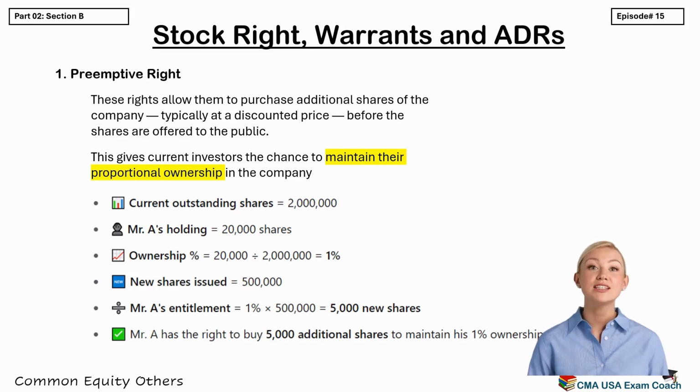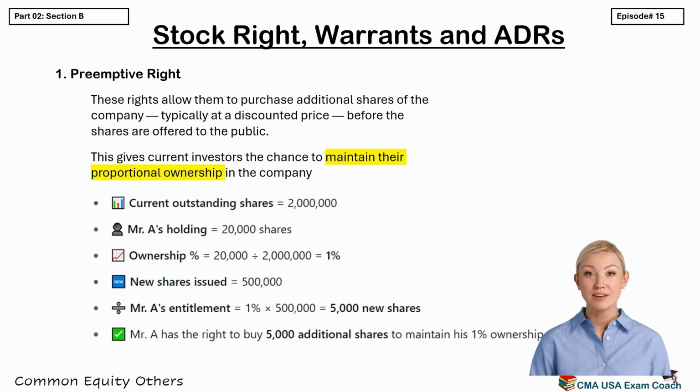He owns 20,000 shares out of 2 million total shares. That's 20,000 divided by 2 million, which equals 0.01 or 1% ownership. Since Mr. A owns 1% of the company, he has the right to purchase 1% of the new shares being issued. So, he is entitled to 1% of 500,000, which equals 5,000 new shares. This means if he wants to maintain his 1% ownership in the company, Mr. A can buy 5,000 of the newly issued shares under the rights offer. This is how preemptive rights work. They protect existing shareholders from dilution and give them the opportunity to maintain their ownership percentage in the company.